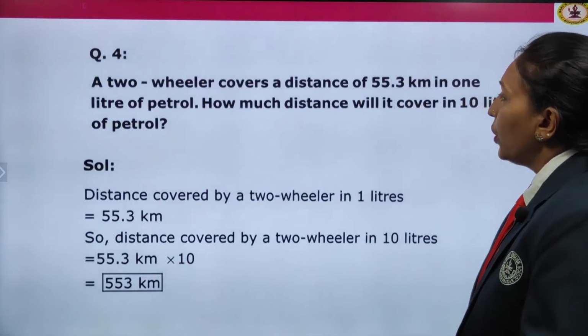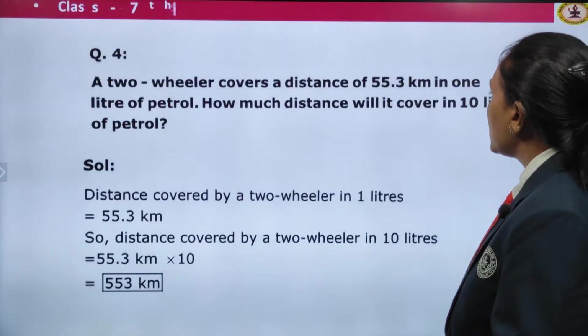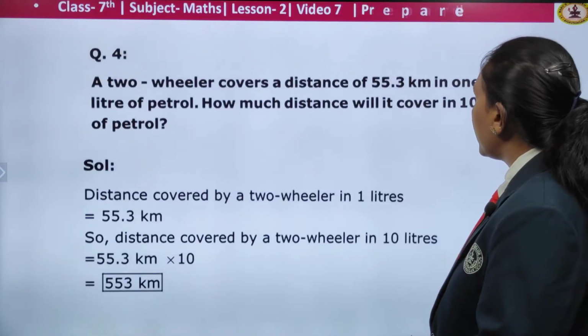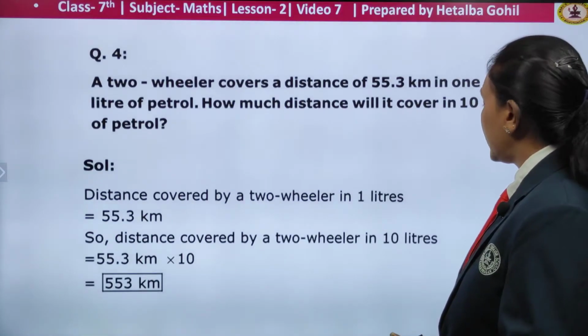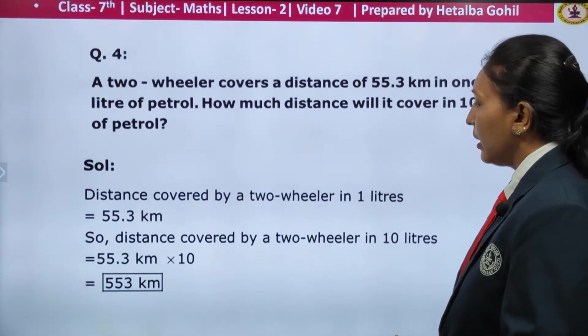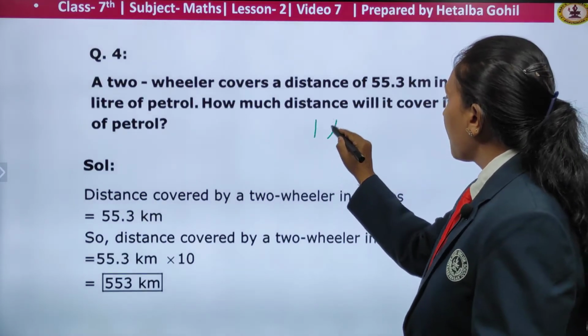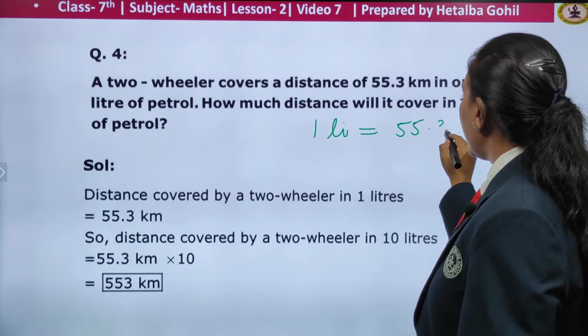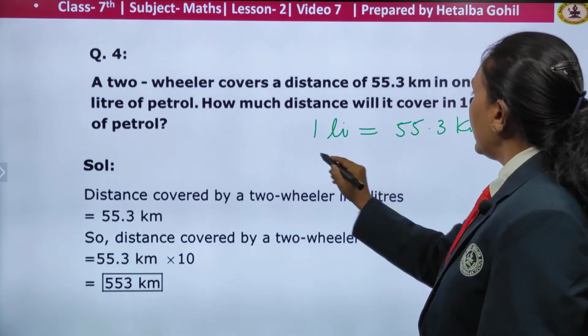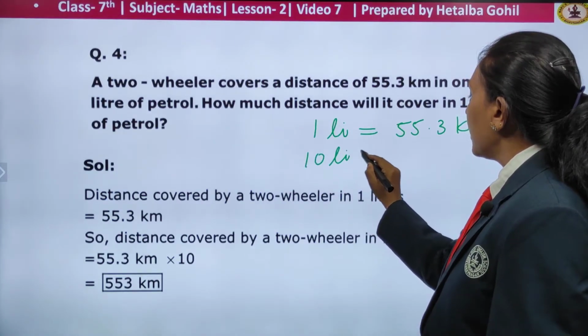Question number 4. Two-wheeler covers a distance of 55.3 km in 1 liter of petrol. How much distance will it cover in 10 liters of petrol? So 1 liter equals to 55.3 km. 10 liters equal to how much?